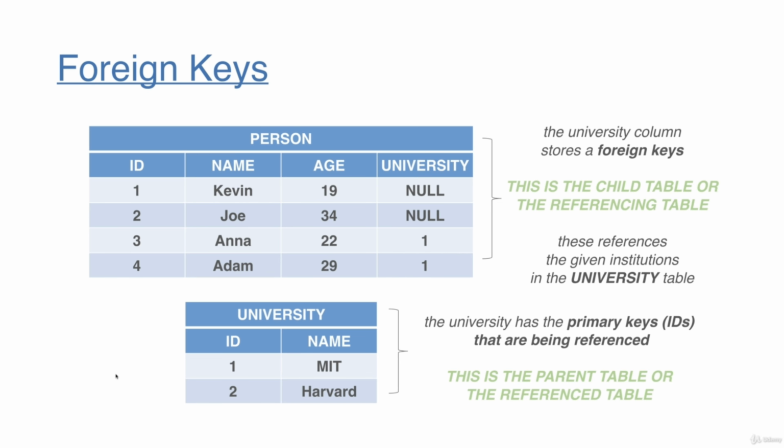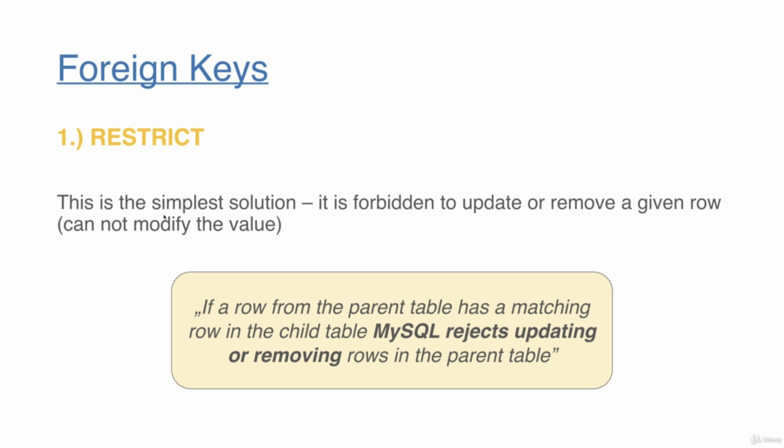MySQL is not going to remove that given row, which means that we are not able to remove MIT because there are foreign keys in other database tables referencing that given entity. So this is the first approach, basically the simplest solution, that we do not allow the database table to change.